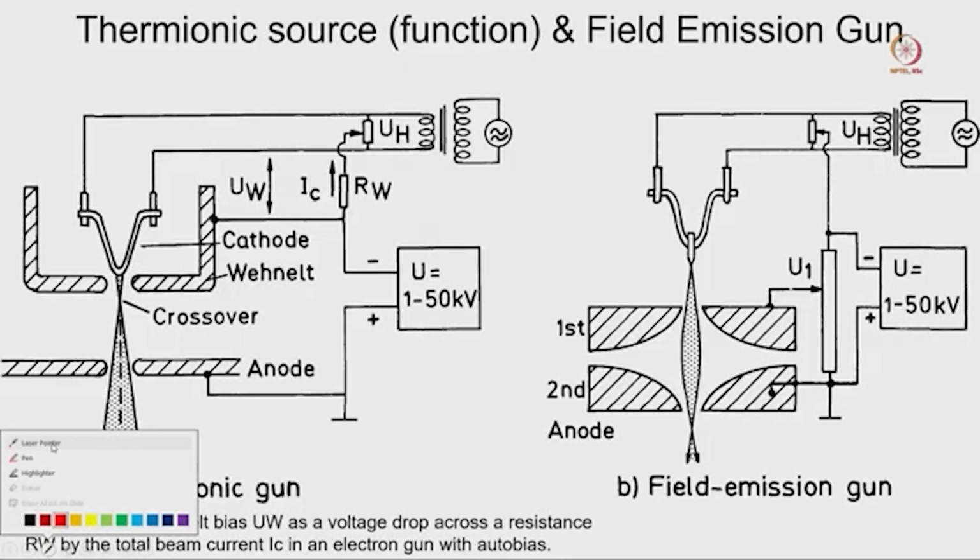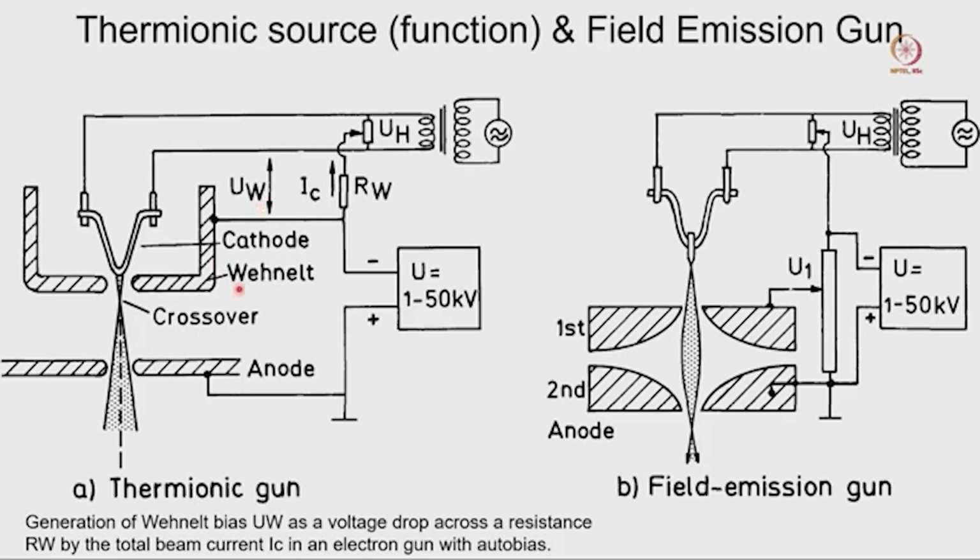Last class we discussed the thermionic gun and the field emission gun. We will continue our discussion, and we already covered the differences between the thermionic gun and the field emission gun. Let us take a look at the difference. Last class I showed you how the electron extraction is happening, what the crossover point is, and what D0 is.